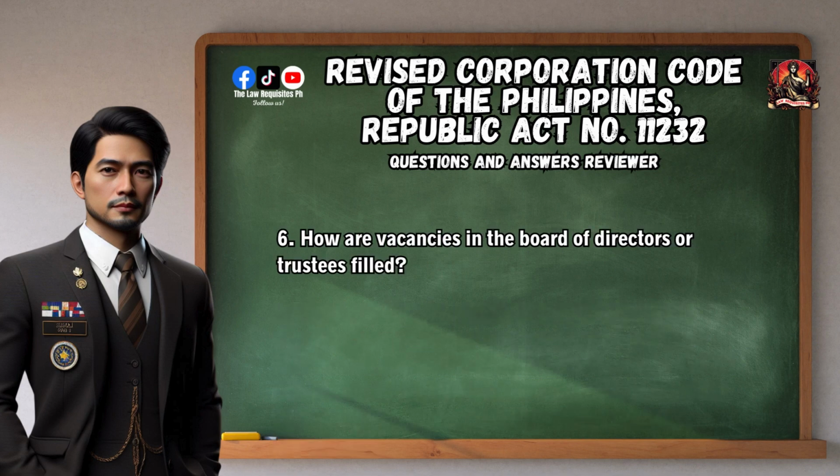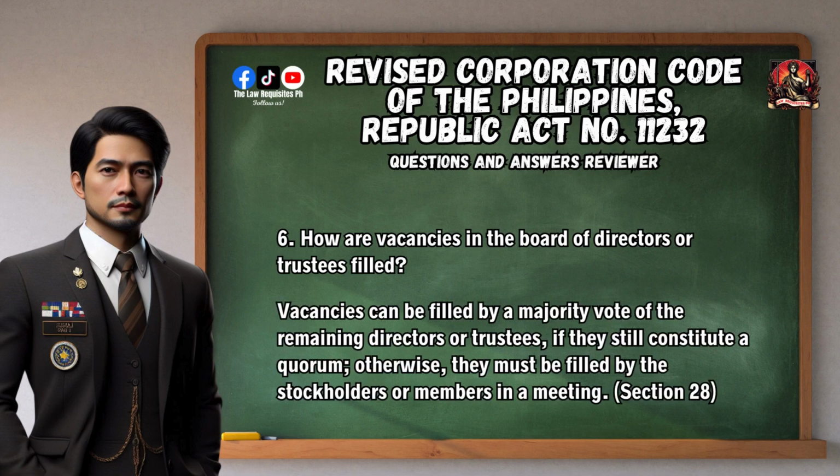6. How are vacancies in the board of directors or trustees filled? Vacancies can be filled by a majority vote of the remaining directors or trustees, if they still constitute a quorum. Otherwise, they must be filled by the stockholders or members in a meeting. Section 28.